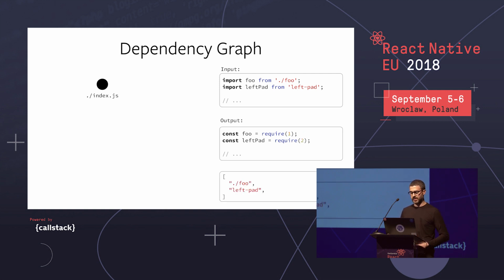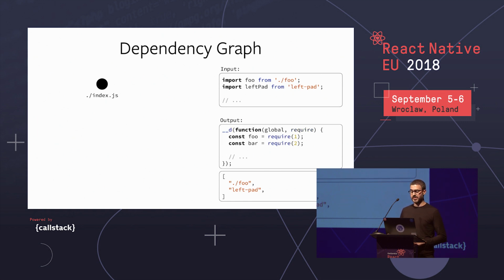Second thing is to collect the module dependencies. Here, both foo and left-pad will get extracted, and kept in the list of dependencies array that we have at the bottom of the slide. Also, each of the requires gets transformed again, so paths are replaced by module IDs. In this case, for example, require foo gets transformed into require one. Finally, Metro wraps the transformed code with a define call, so the final output of the transformer can be concatenated directly to form the bundle.